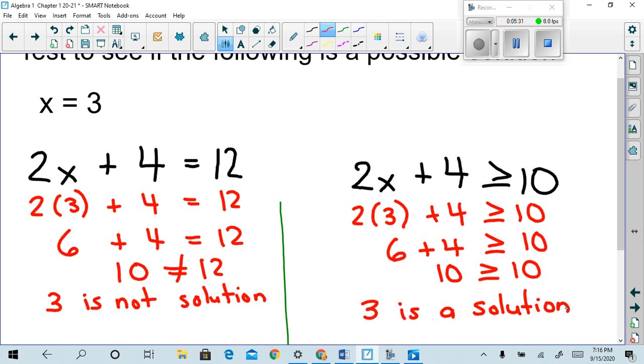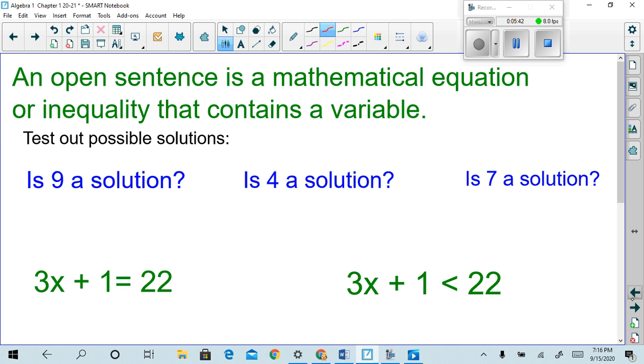So once again, not solving, but sort of checking. Does this number work to make a true statement? Again, an open sentence is a mathematical equation or inequality that contains a variable. And all we're doing is testing out possible solutions. I have given you an equation and an inequality, and I've given you 3 numbers to test for each. Please copy these in your notes and test them out. We'll go over the results during our session.